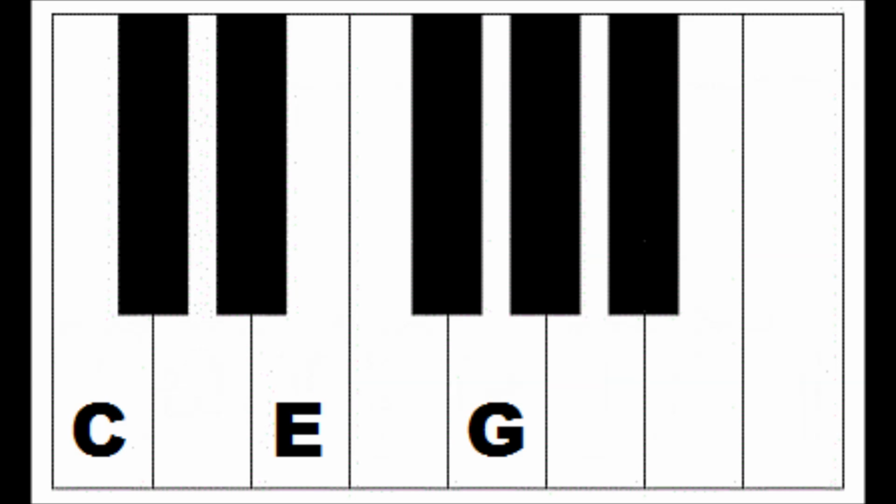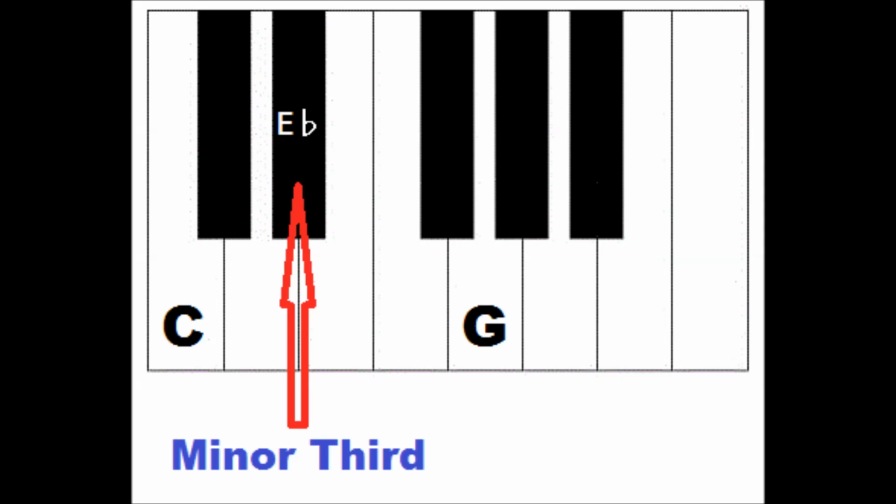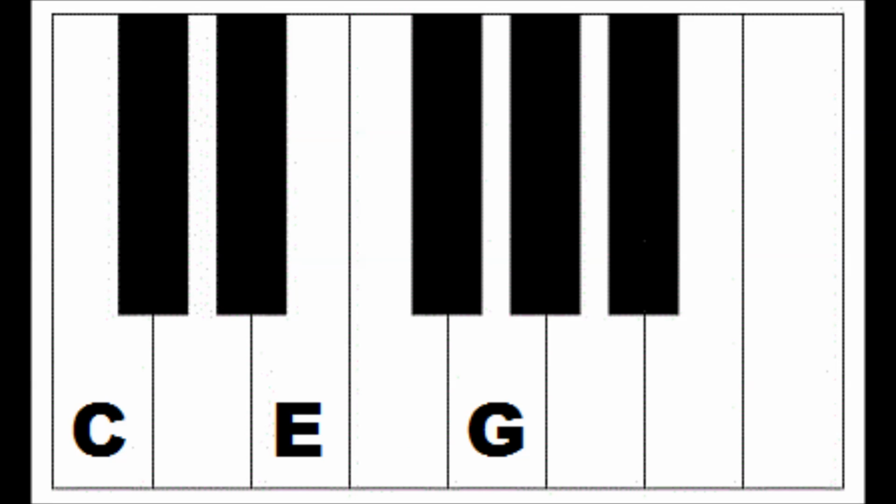Let's try this with C major. To change C major to C minor, the third is lowered by a half step. So instead of playing C, E, G, you play C, E flat, G.